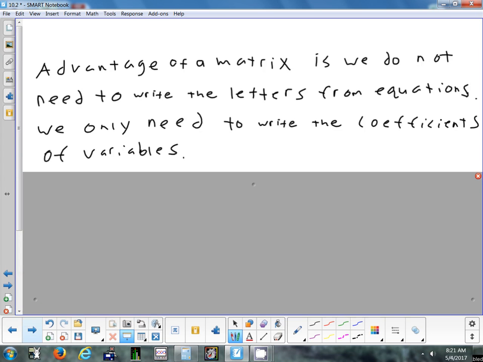Okay, so the big advantage of a matrix is that you only need to write the numbers. You don't need to write the letters. You're only going to write numbers in a matrix. So it's going to save on a little bit of writing.